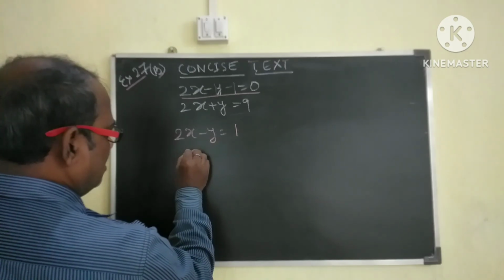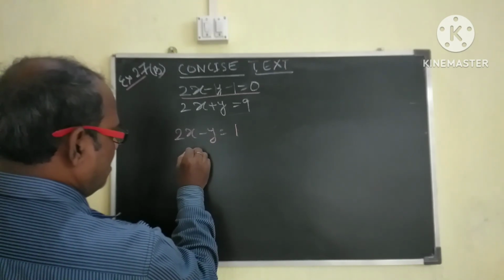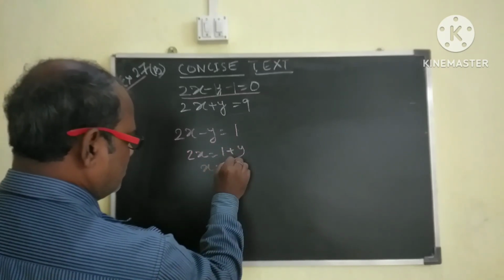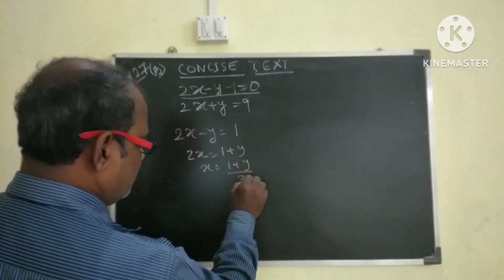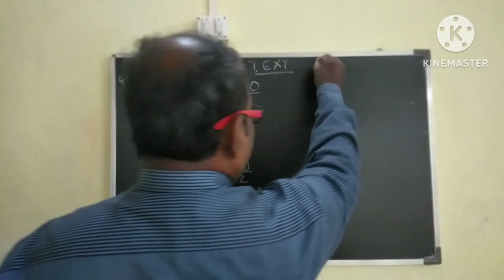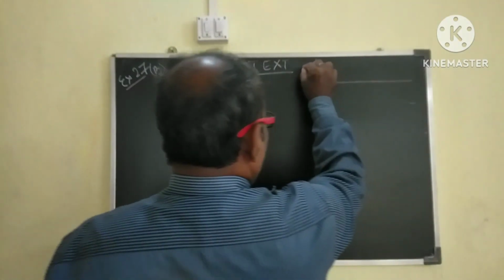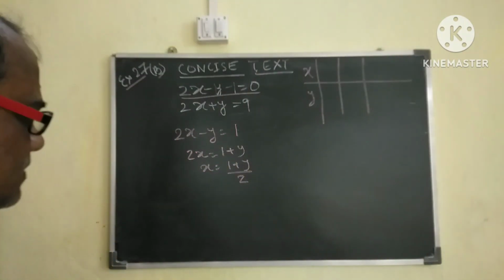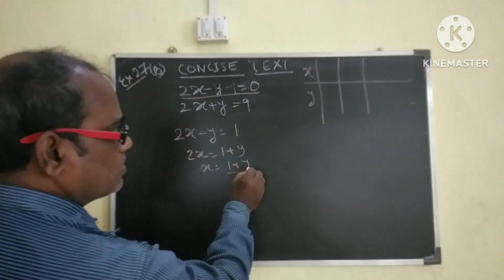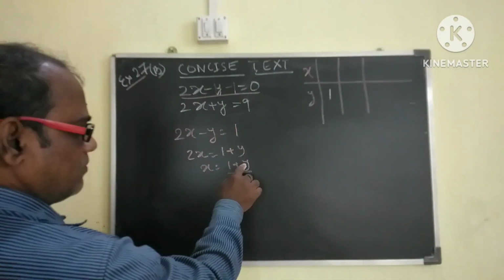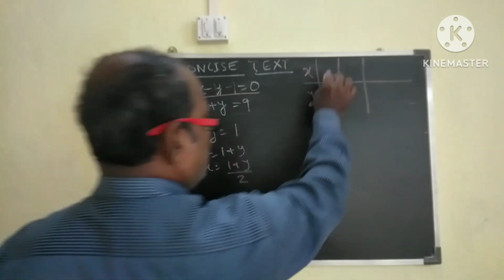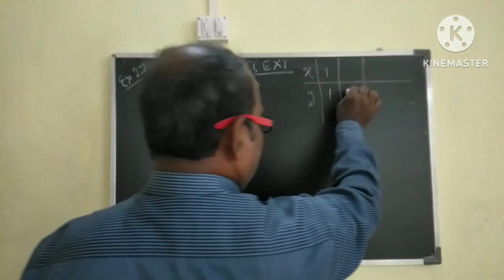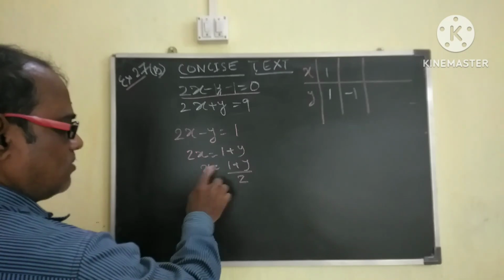So, 2x equals 1 plus y, x equals (1 plus y) by 2. Now, we make a chart over here. So let us take y equals 1. So 1 plus 1 is 2, 2 by 2 is 1. So x equals 1. Let us take y equals minus 1. Then x equals 0.